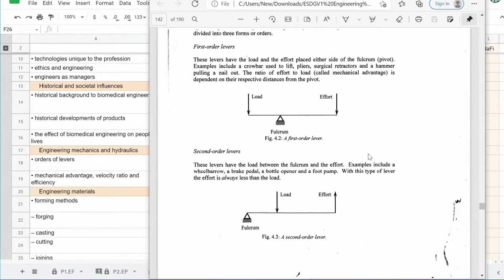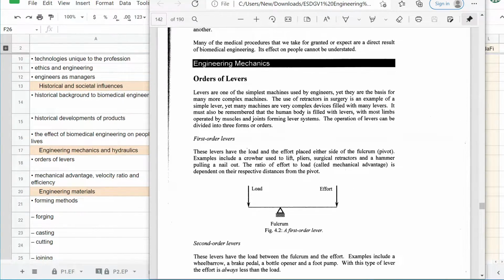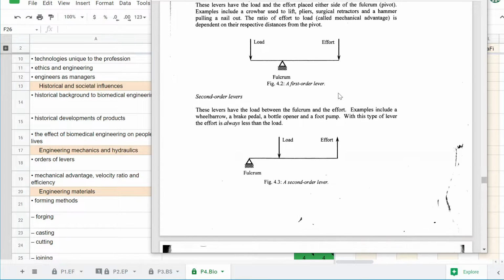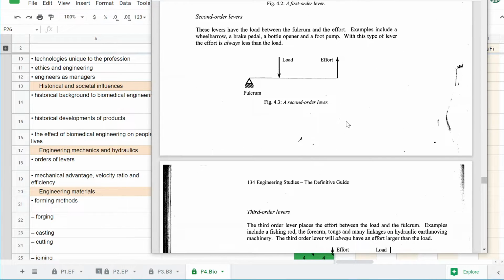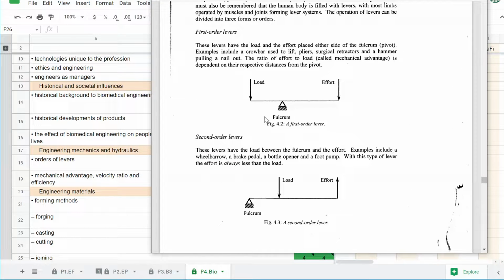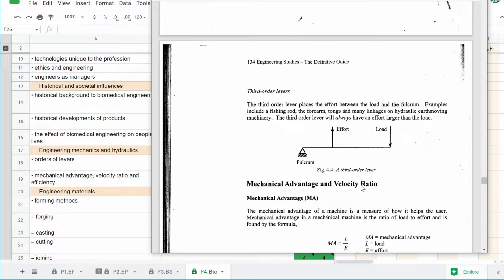So first of all, we need to know that there are 3 orders or classes of levers. I've already mentioned these before: the seesaw, the wheelbarrow, and the fishing rod. Class 1, 2, and 3. How we can define these: with a seesaw, the load and effort are on either side. With a wheelbarrow, the load is next to the wheel, or the fulcrum. And with a fishing rod, the load is way out far.